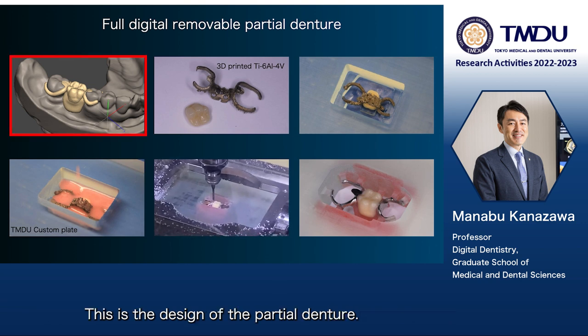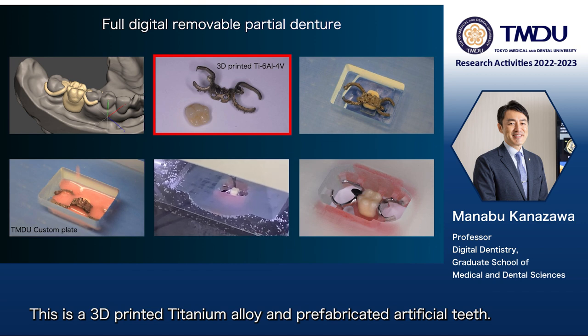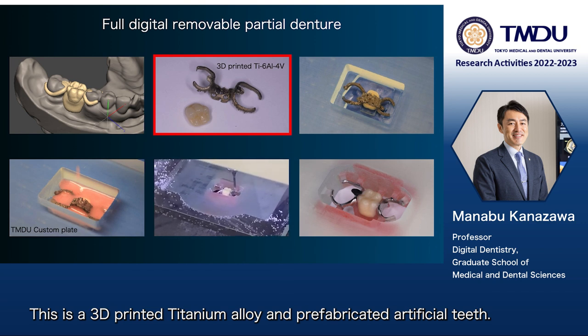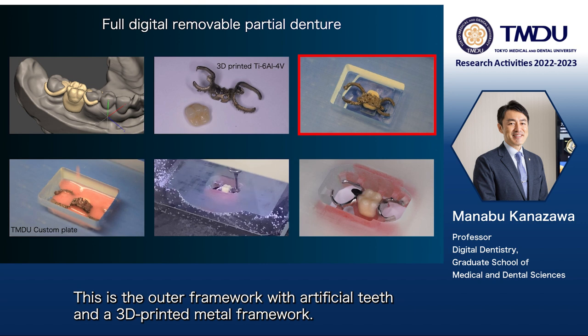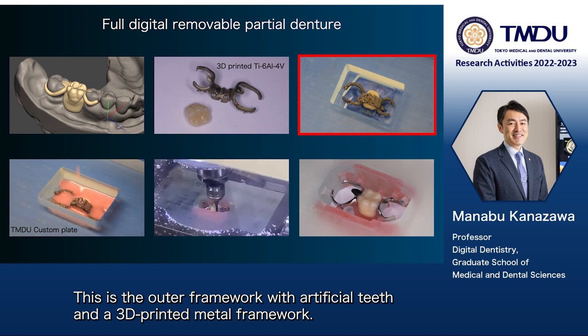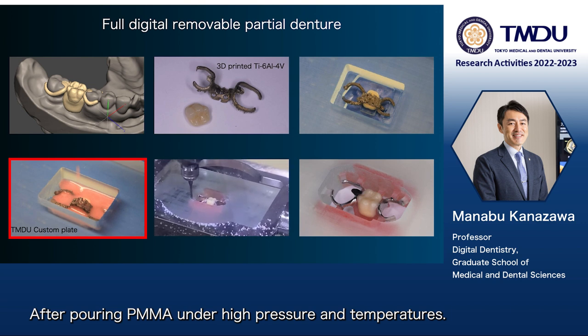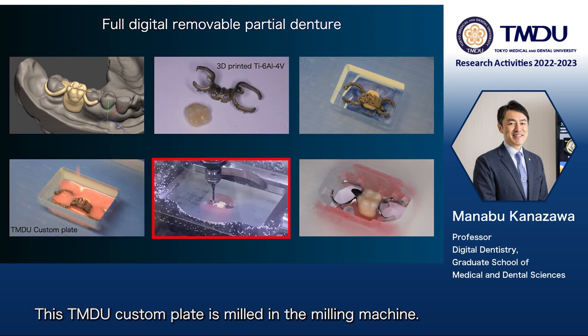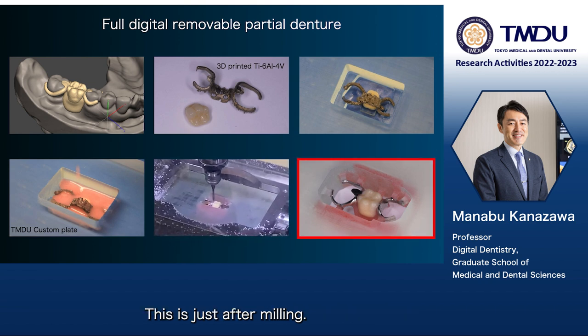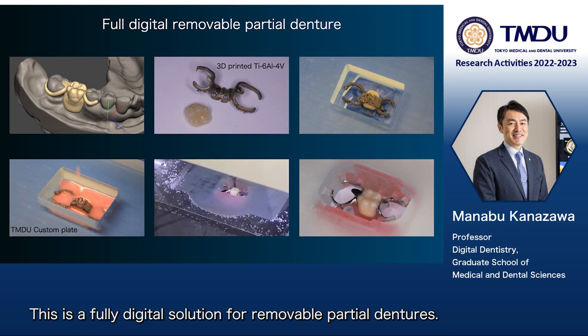This is the design of partial denture. This is a 3D printed titanium alloy and prefabricated artificial teeth. This is the outer framework with artificial teeth and 3D printed metal framework. After pouring PMMA under high pressure and temperature, this TMDU custom plate is milled in the milling machine. This is just after milling. This is a fully digital solution for removable partial dentures.